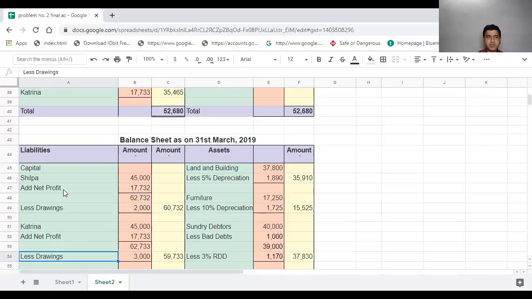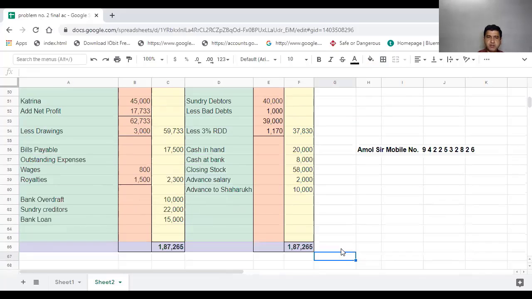It will add to capital and less drawings. The total, outer side, 60,732. For Katrina, total is 59,733. If you take a total of balance sheet, the total comes to 1,87,265. So in this way, your balance sheet will automatically tally.